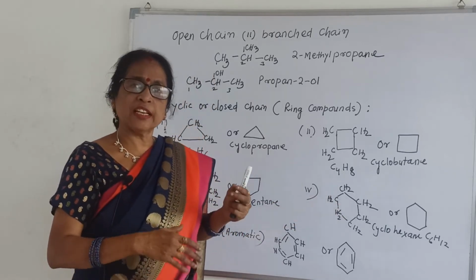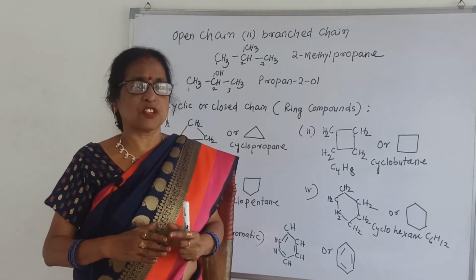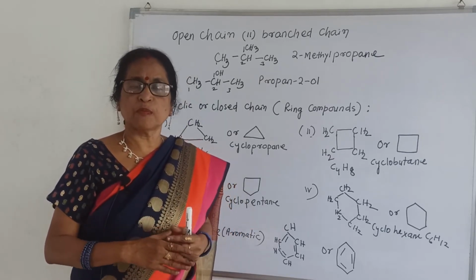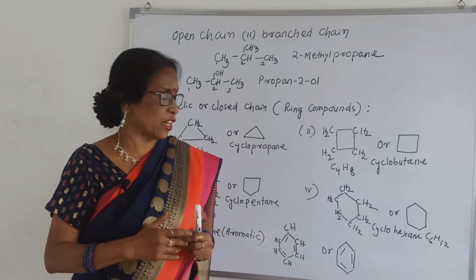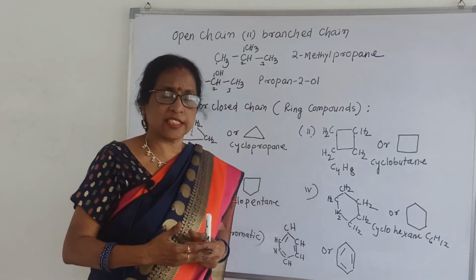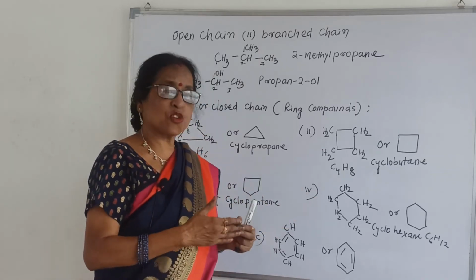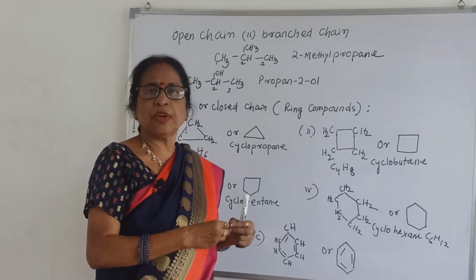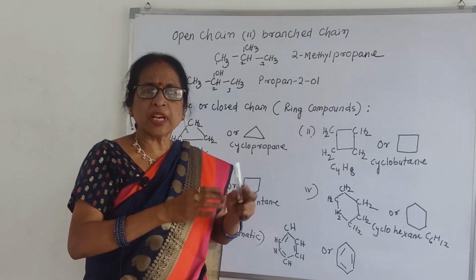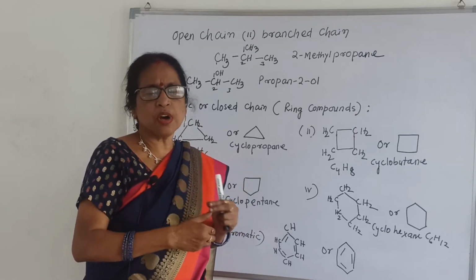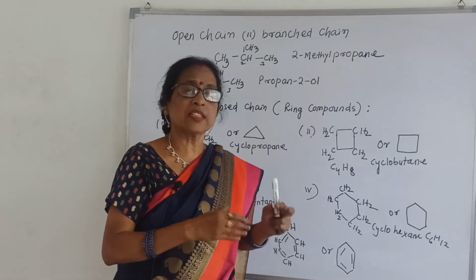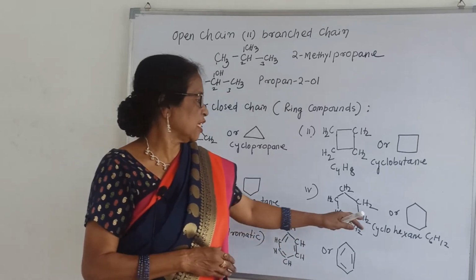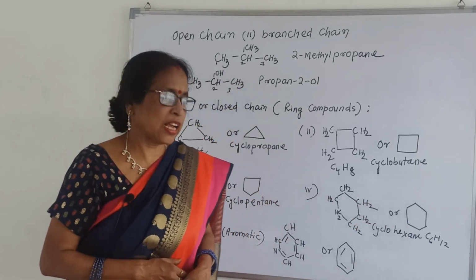and the total is C6H12, because hexane is C6H14. What is the formula of hexane? C6H14. But when it is cyclohexane, it is C6H12. Why? Because it has 2 hydrogen less than hexane, since both ends are closed. So the formula is C6H12. This is the representation of cyclohexane.